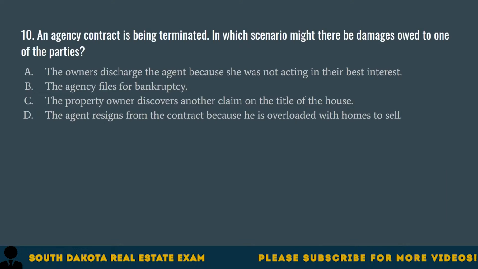Question 10. An agency contract is being terminated. In which scenario might there be damages owed to one of the parties? A. The owners discharged the agent because she was not acting in their best interest. B. The agency files for bankruptcy. C. The property owner discovers another claim on the title of the house. D. The agent resigns from the contract because he is overloaded with homes to sell. The correct answer is D. The agent resigns from the contract because he is overloaded with homes to sell.